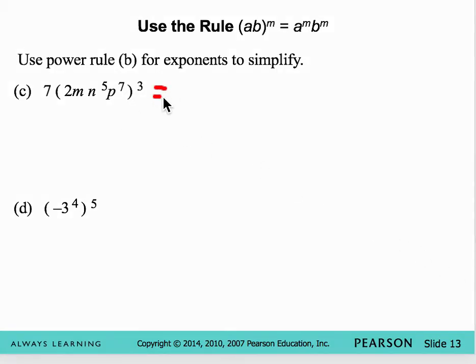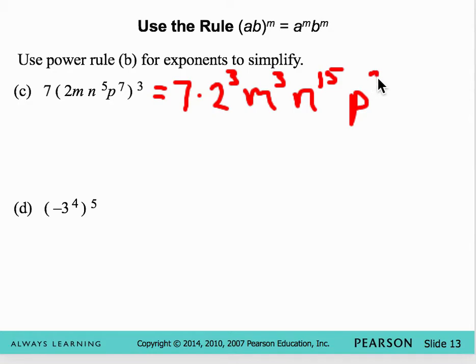The 7 is not in parentheses, but the 2 is in parentheses, so it gets the cube. The m gets the cube. The n to the 5th gets cubed, but when you cube n to the 5th, it's 5 times 3, which is n to the 15th. And then p to the 7th would be p to the what? 21. Now, if there's still math you can do, you've got to do that math, right? And 2 cubed: 2 times 2 is 4, times 2 is 8. So this is 7 times 8.